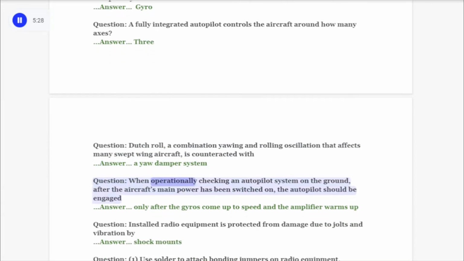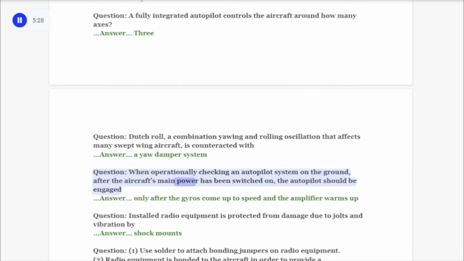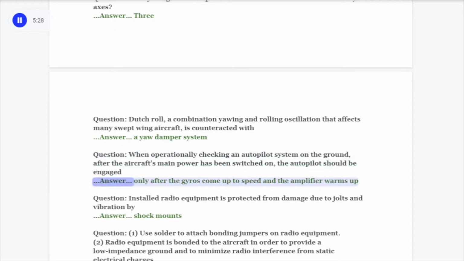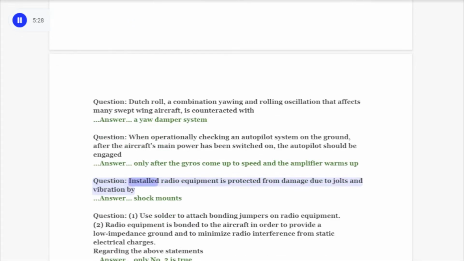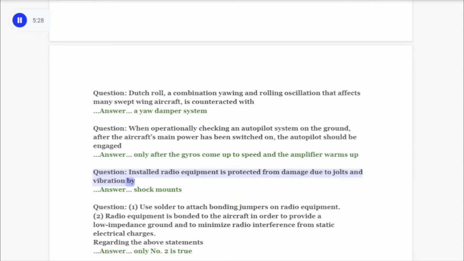Question: when operationally checking an autopilot system on the ground, after the aircraft's main power has been switched on, the autopilot should be engaged? Answer: only after the gyros come up to speed and the amplifier warms up. Question: installed radio equipment is protected from damage due to jolts and vibration by?